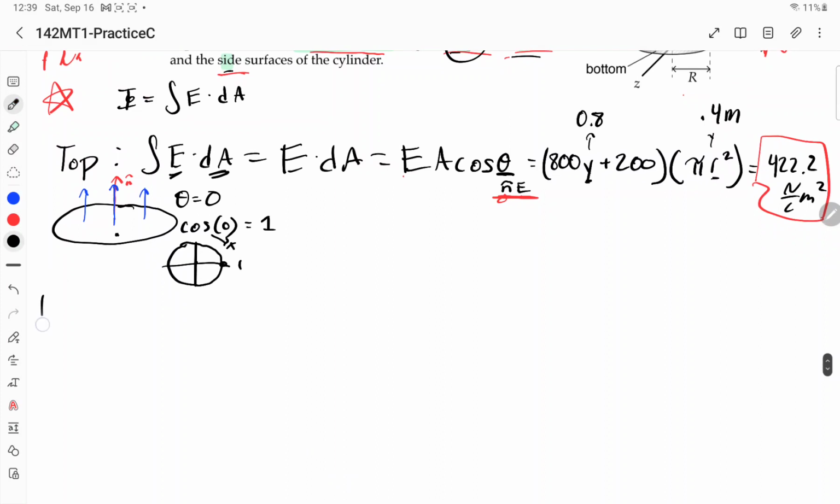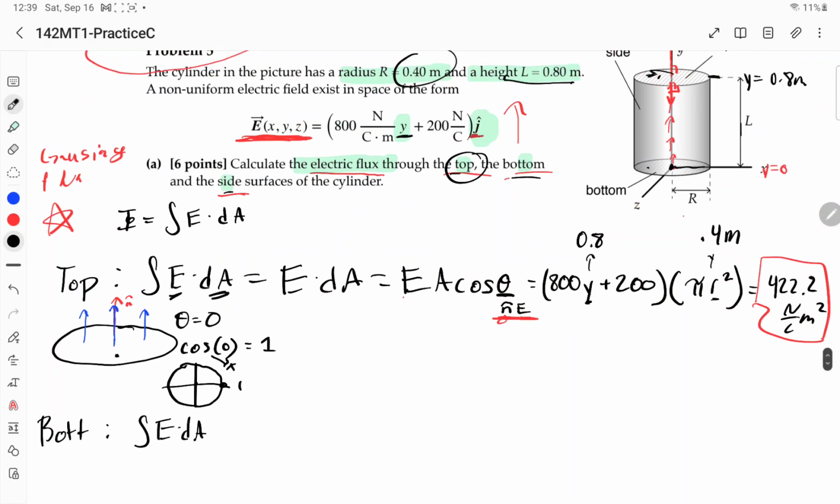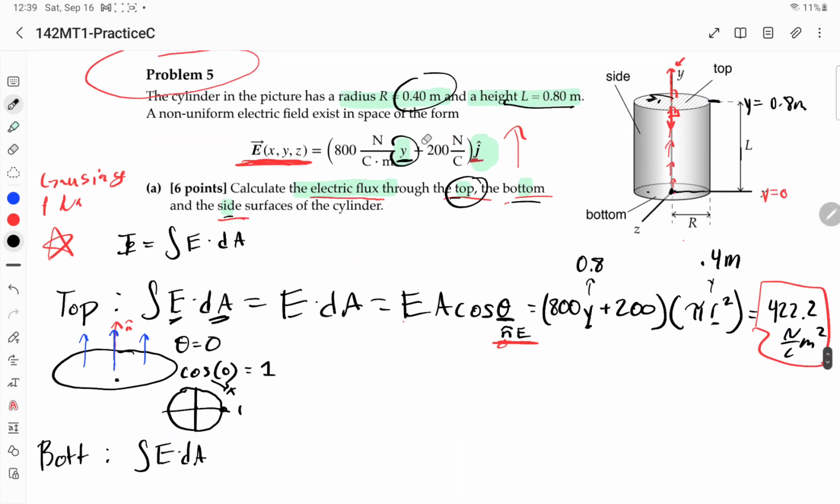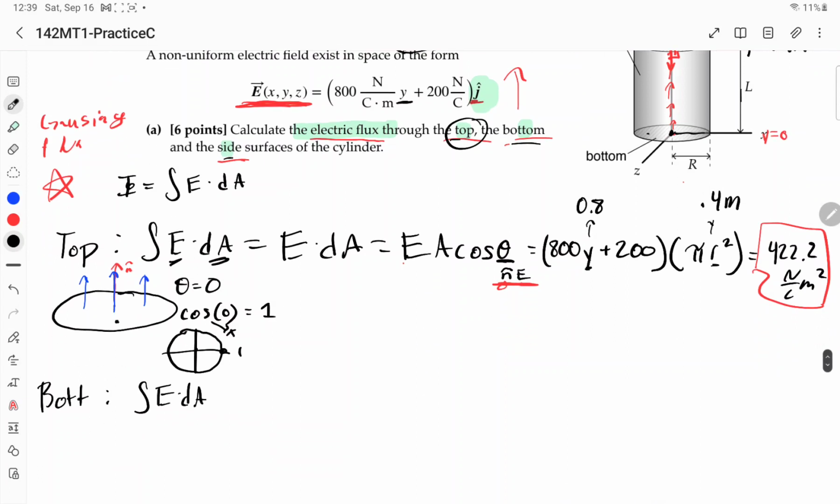So now let's look at the bottom one. That's going to be E dot dA. Again, for this bottom surface, E is going to be constant. Why? Because you're at a constant fixed y. And the area is not changing, right? So you could just consider this E dot dA. You don't need that integral.